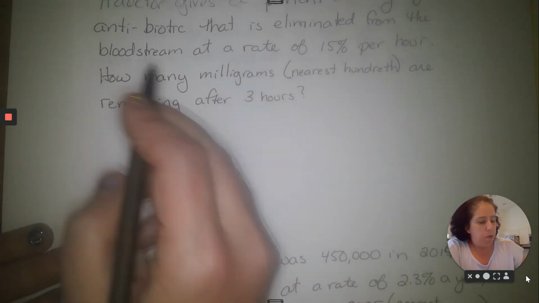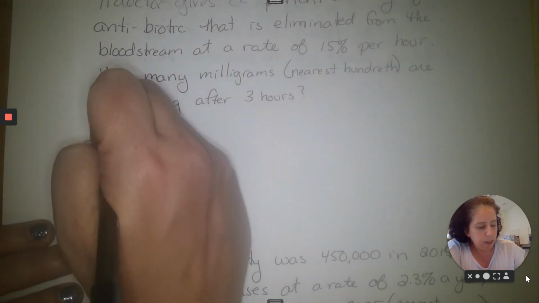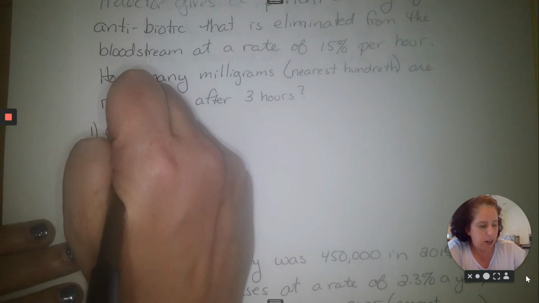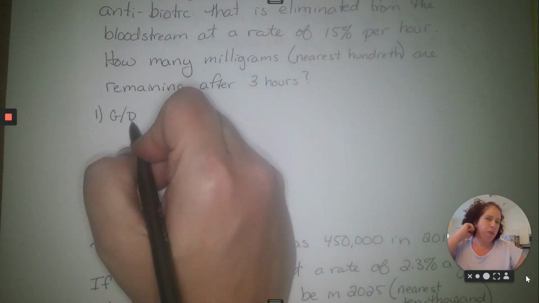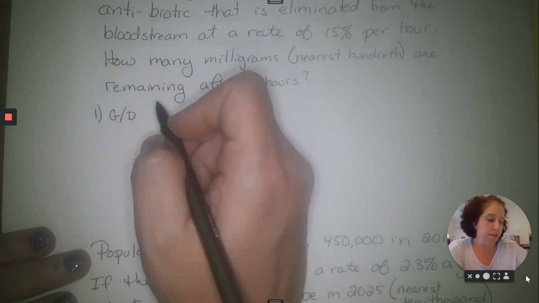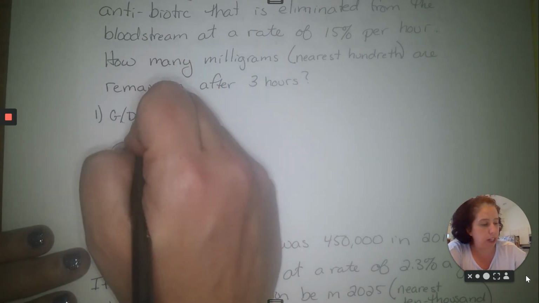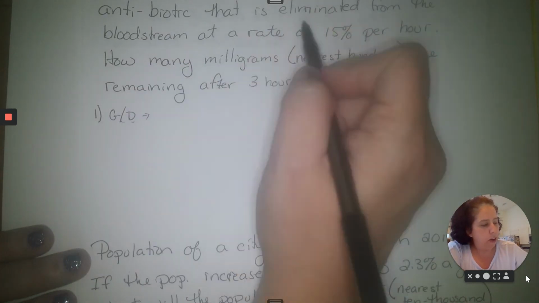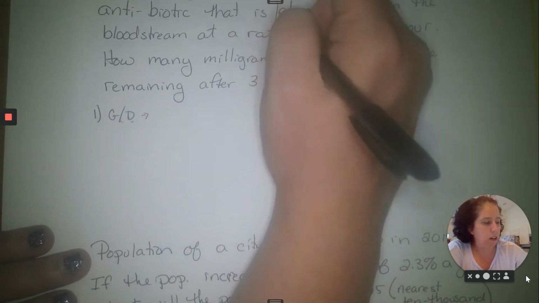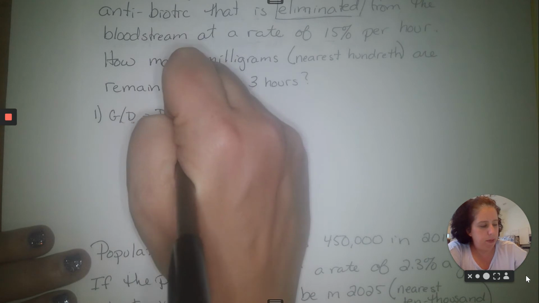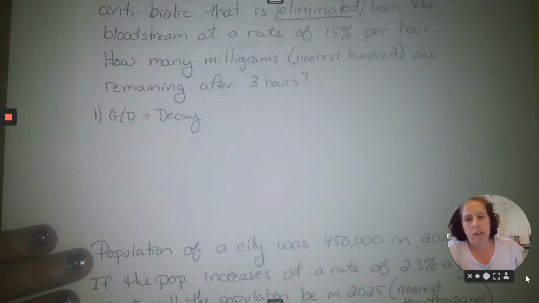Okay, so the first thing I want you to do is decide whether it's growth or decay. So G or D, growth or decay. This is not all that important, but you need to do it so you can find the other thing, okay? So now, growth or decay. So we want to know, it says it's eliminated from the bloodstream at 15%. So it's eliminated. Guys, that's going to be decay, all right?